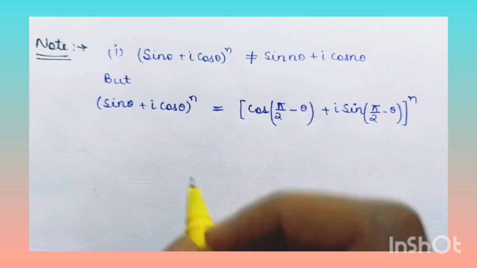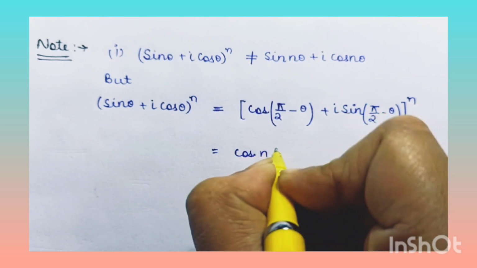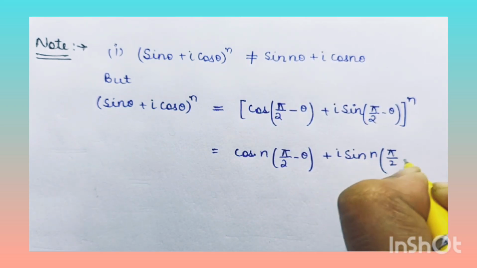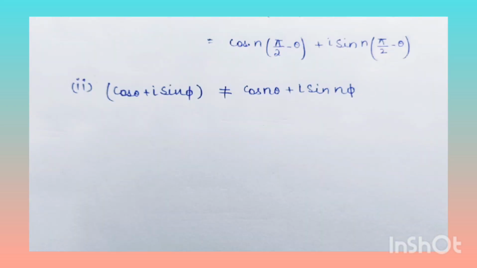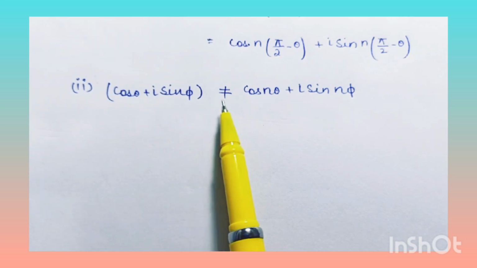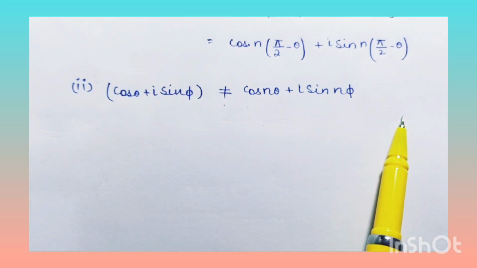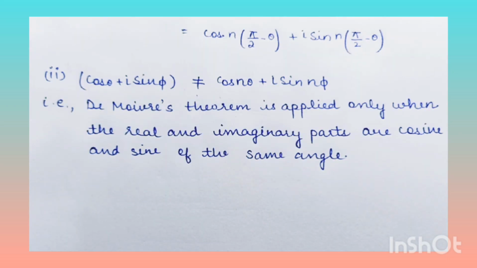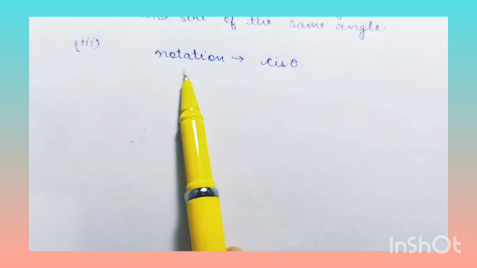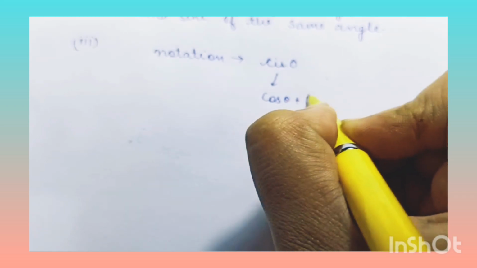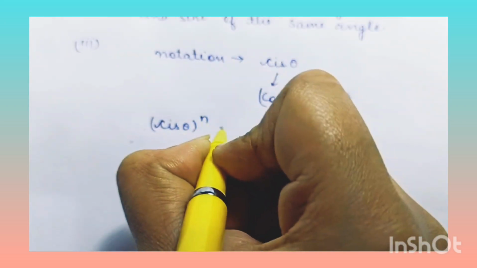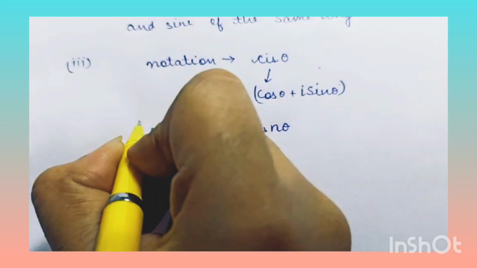So we can write it like this. So this is the value. Now we have another property: cos θ + i sin φ to the power n does not equal cos nθ + i sin nφ. We cannot write it like this because de Moivre's theorem is applied only when the real and imaginary parts are cosine and sine of the same angle. Here θ and φ are two different angles. At some places you will see the notation cis θ, which means cos θ + i sin θ. We can write it in de Moivre's form also.